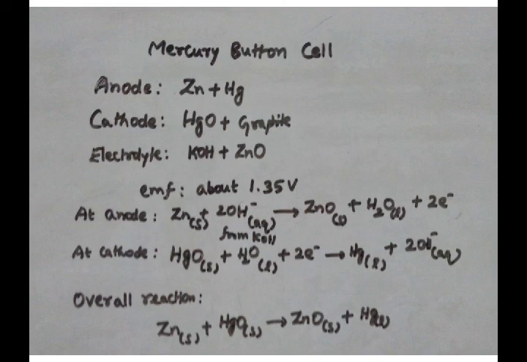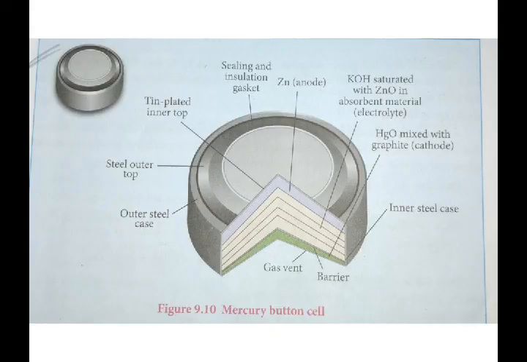In the same manner at the cathode side, mercuric oxide along with water gains the 2 electrons, so that it is converted into mercury and hydroxide ion is regenerated. Okay, so cathode, anode, overall reaction: the hydroxide gets cancelled, in the same manner water will be cancelled, electrons get cancelled. That is why zinc and mercuric oxide give zinc oxide and mercury. The mercury button cell has high capacity and a longer life.